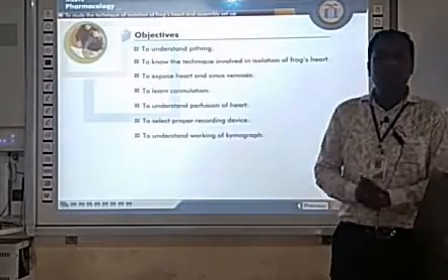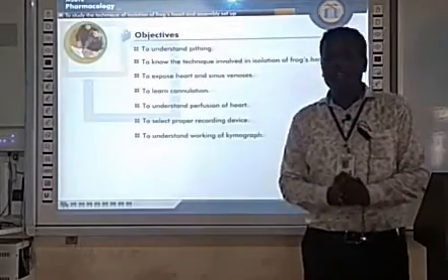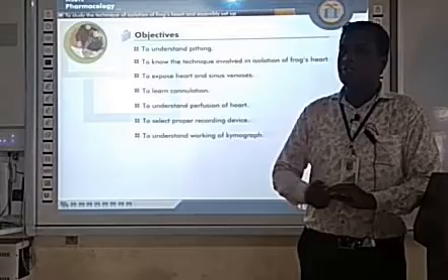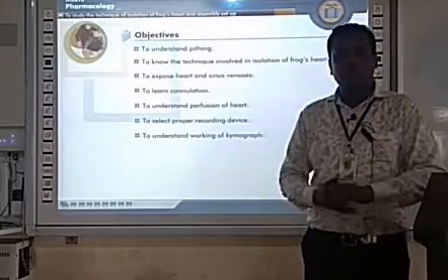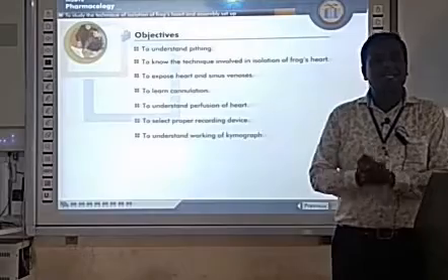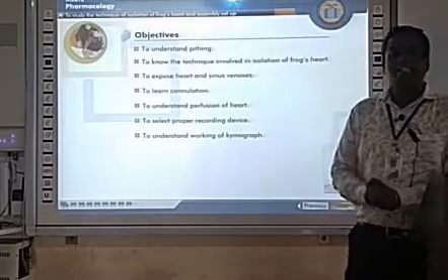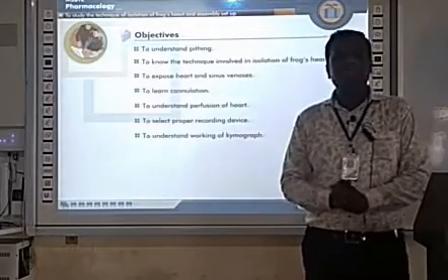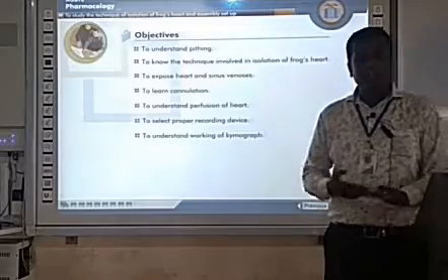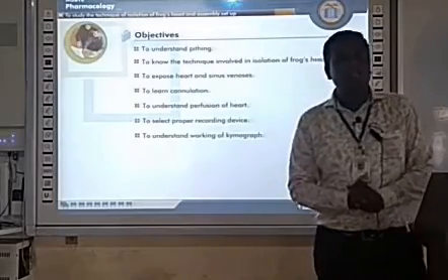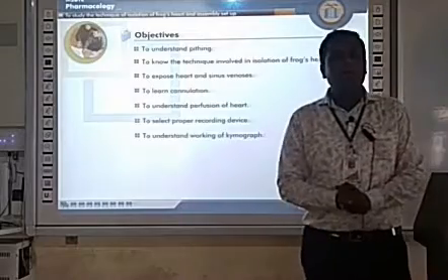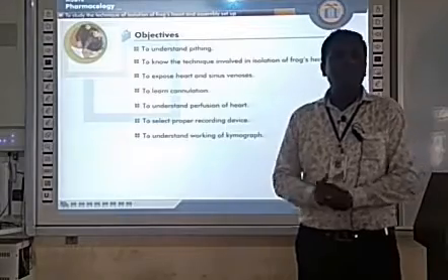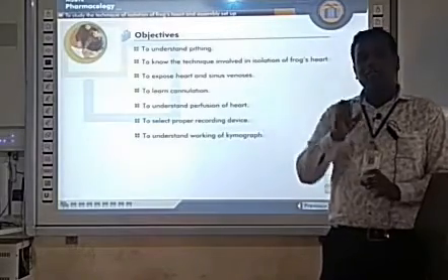Before starting the experiment, we will discuss various isolation techniques, that is, how the frog heart becomes isolated from the frog. What are the objectives? The isolation technique objectives are to understand pithing, to know the techniques involved in isolated frog heart preparation, to expose the heart and sinus venosus, to learn cannulation, to understand perfusion of the heart, to select a proper recording device, and to understand the working of the kymograph. So these are the objectives of isolation of the heart.